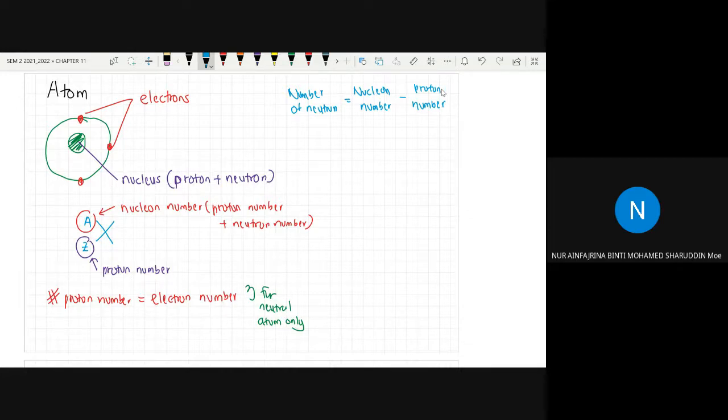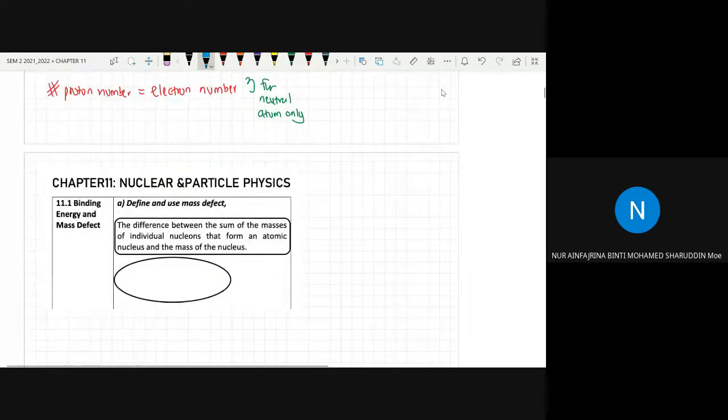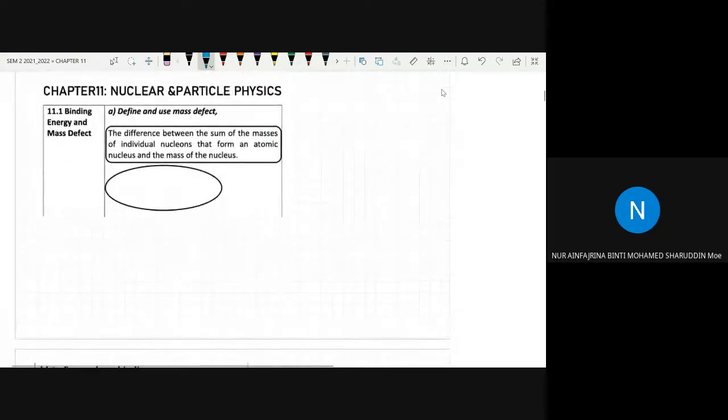Okay, so now welcome to the last chapter for this semester and for your matriculation physics syllabus. We will learn about nuclear and particle physics. The first part is binding energy and also mass defect. Before I talk about binding energy, I will discuss mass defect first. The first learning outcome is to define and use mass defect.